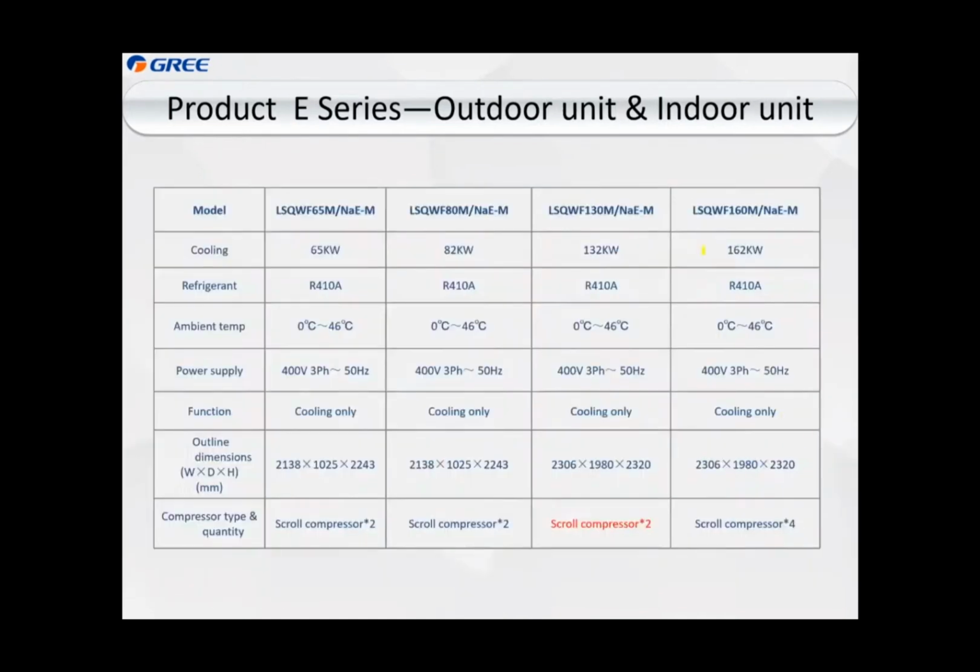And then this is for the E series. In the E series you see the parameters: capacity and the scroll compressor. There's one difference: for the D series 130 kilowatt, the quantity of compressors is 4, but for the E series we only have 2 compressors. So the cost will be lower than the D series, and the noise will also be lower.